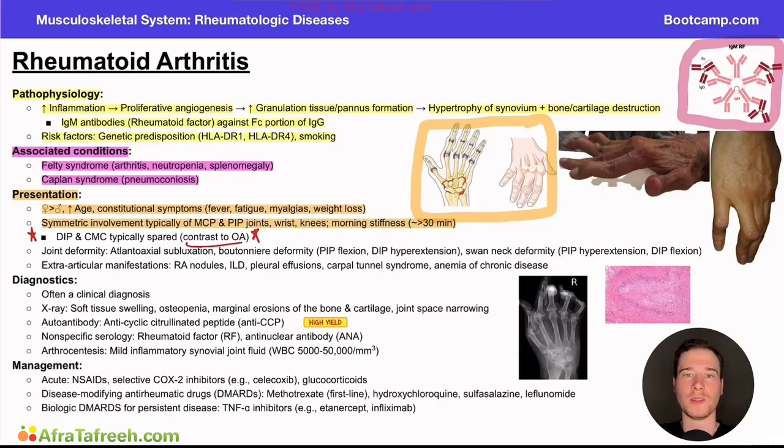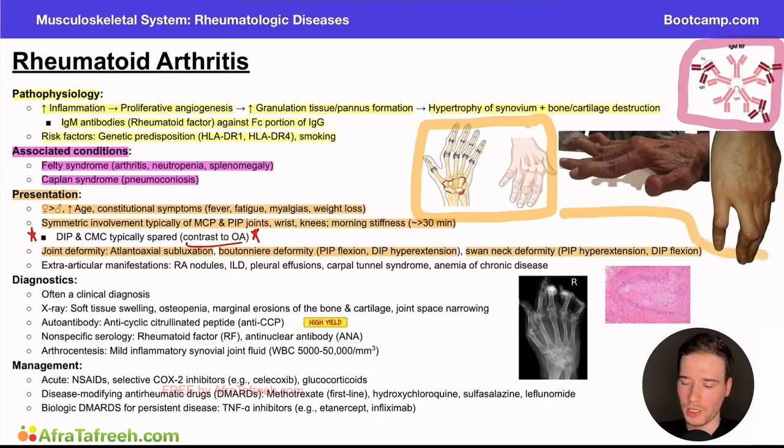Now, patients can also have some other key joint deformities. These include things like atlantoaxial subluxation, which is the cervical vertebra that can actually move and cause paralysis type symptoms in a patient. This also includes joint deformities such as the boutonniere deformity, which is PIP, or proximal interphalangeal joint, flexion with DIP hyperextension. In addition, we contrast that with this swan neck deformity, which is opposite: PIP hyperextension with DIP flexion.